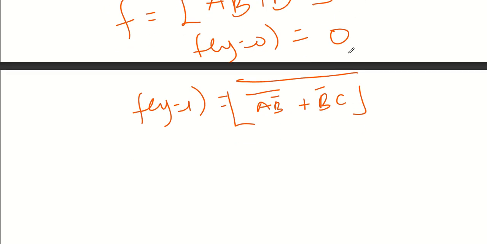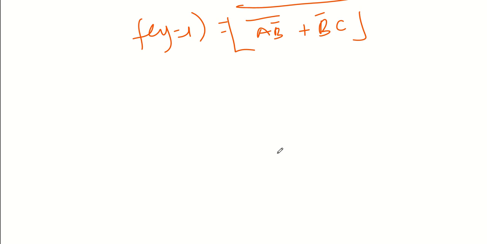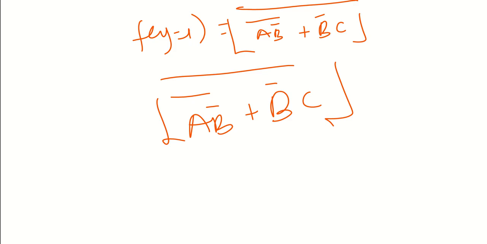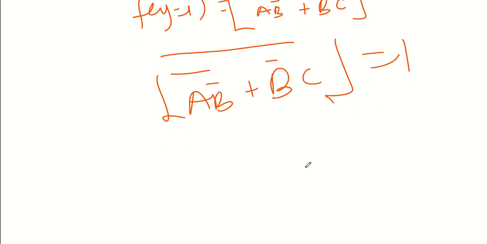Now, hope you know the XOR function. When you XOR anything with 0, it will give you the same thing. So when we XOR this whole expression with 0, we'll get the same expression. Okay, so it means that you have to find vectors such that (AB bar plus B bar C) all bar is equal to 1. So you have to find a vector such that all of this is equal to 1. Yes, and that's what we are going to do now.